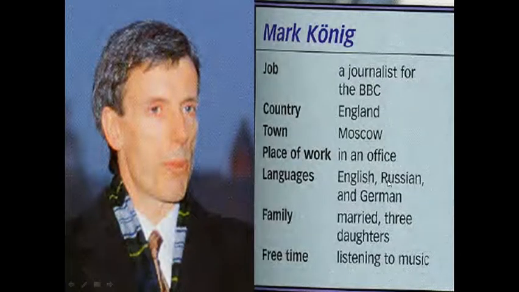Languages: how many languages do you speak? English, Russian, and German. Wow, this dude is good. Family: married. You can always write if you're single, taken, or married. Three daughters. This dude has three daughters. And you can write down your hobbies if you like, and some other experiences. It doesn't have to only be this, but try not to go lower than this. So this is the minimum to write about yourself in an email.